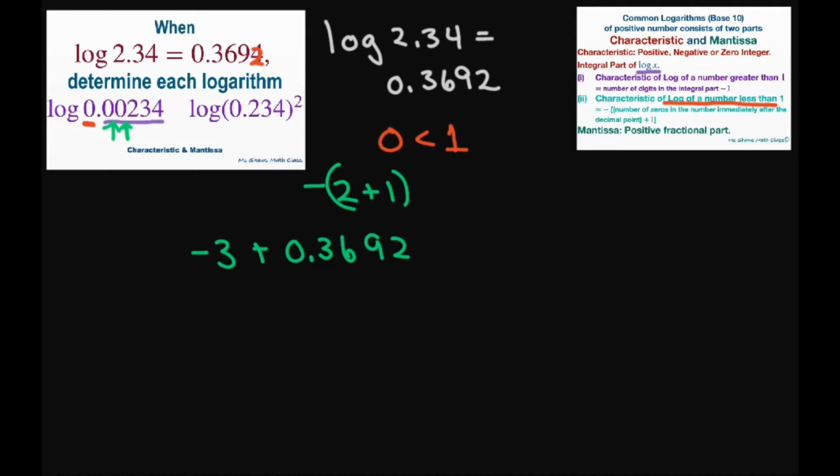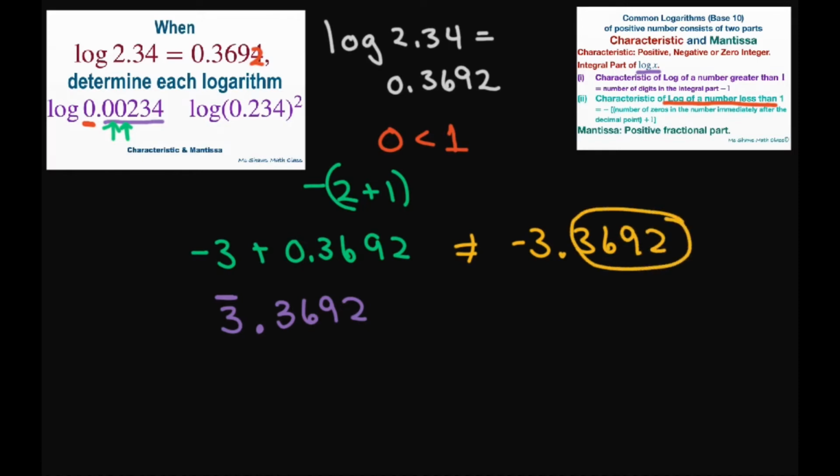Now, another way to write this is 3 and put the negative on top of the 3, or you can say bar. Then you can write this as 3 bar point 3692. What you don't want to do, this cannot be negative 3.3692, because that would make this part here negative if you're negating all this. So our mantissa has to be a positive fractional part. So this would be a good answer.